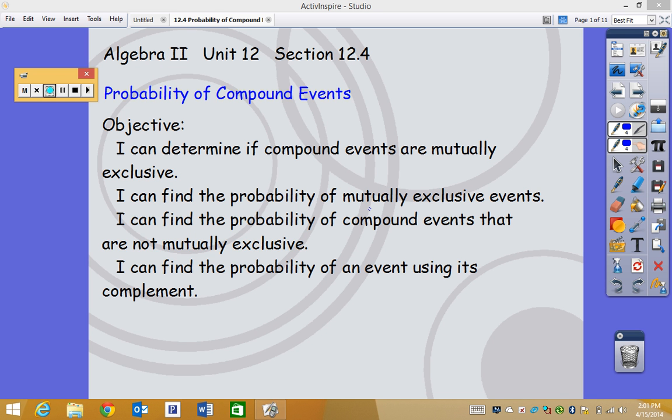In this lesson, we are doing probability of compound events. We are determining if compound events are mutually exclusive. Then we want to find the probability if they are mutually exclusive. And then to find the probability of compound events that are not mutually exclusive. And finally, find the probability of an event using its complement.